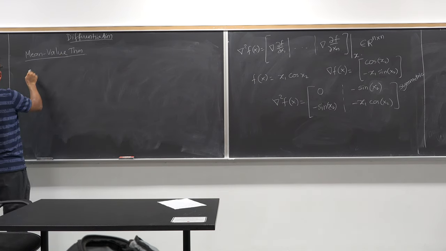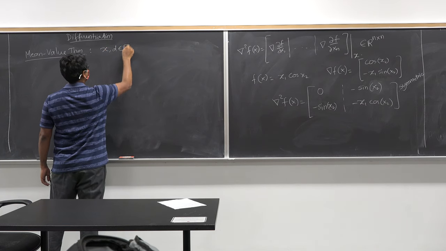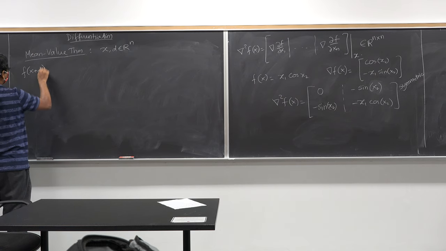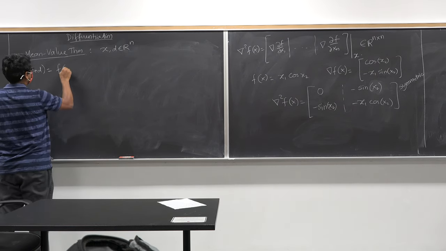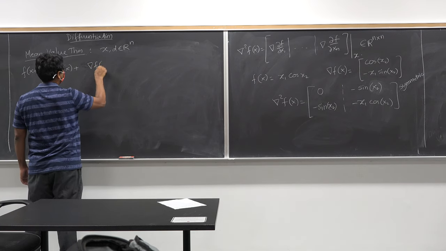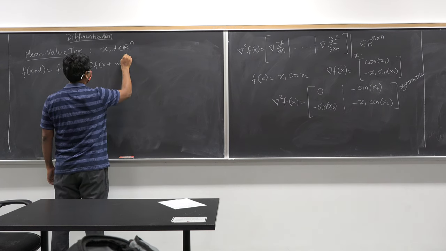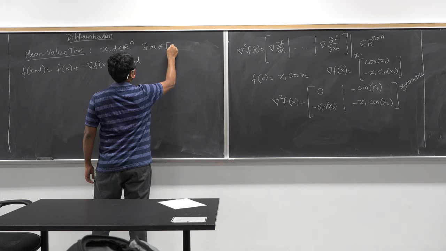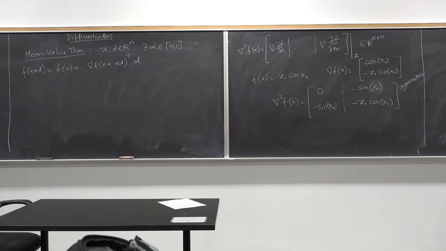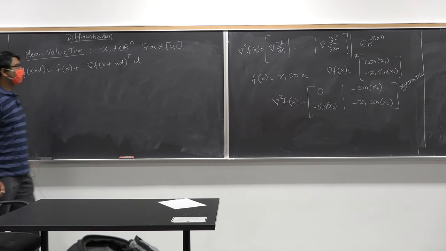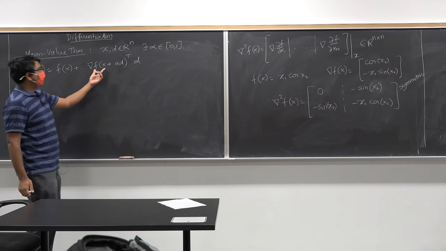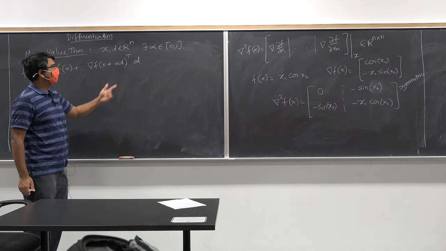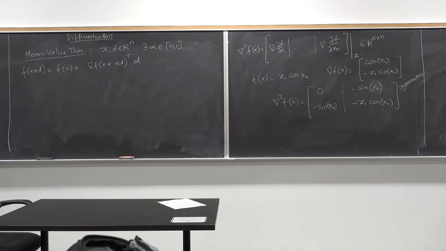It basically says, I have x and d in Rn. I can write f of x plus d equals f of x plus gradient f of x plus alpha d transpose d, where alpha is between 0 and 1. So for every x, d in Rn, there exists alpha between 0 and 1, such that f of x plus d is given by this expression on the right. Remember, this gradient is a column vector evaluated at x plus alpha d, so I have to take a transpose, and take the inner product with d. That's the mean value theorem.